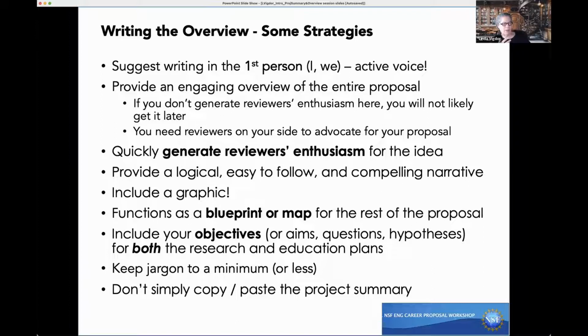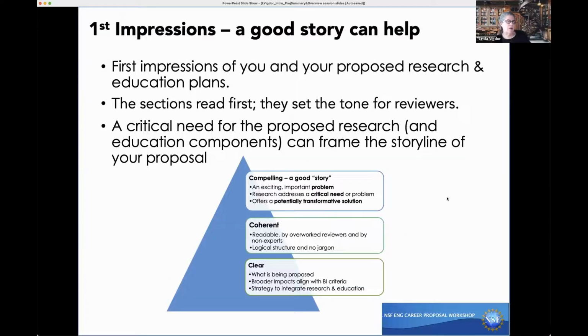And I also recommend that you don't simply copy and paste the project summary into the overview or the overview into the project summary. One reason is that, remember, if some reviewers only read those, then you've lost an opportunity to give them additional information. And they have different purposes, so it's better to not just copy and paste.